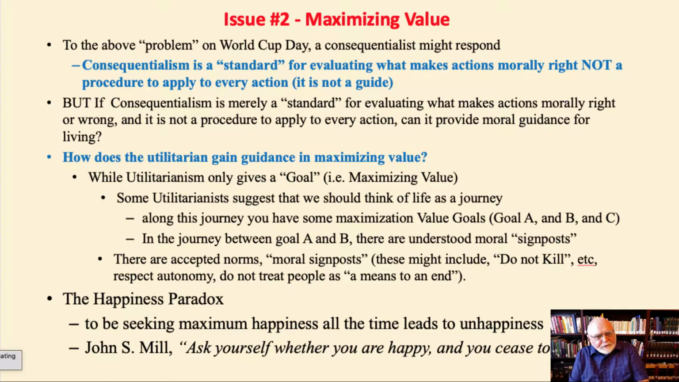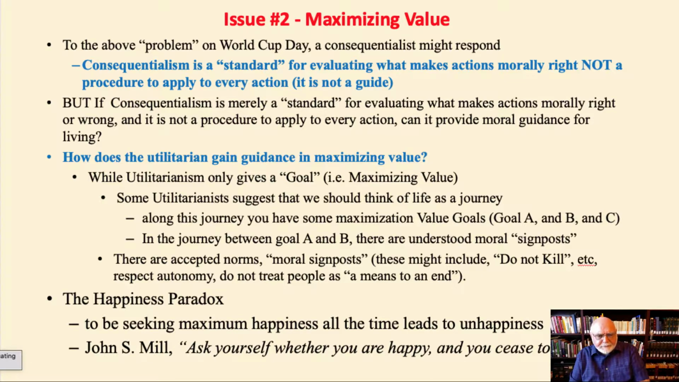And what are these moral signposts? Well, these utilitarians would say that there are certain accepted moral signposts, such as do not kill, respect a person's autonomy, do not treat people as a means to an end, and so on. You can add your list in there. And they give you some guidance as you make your way from goal A to goal B to goal C.